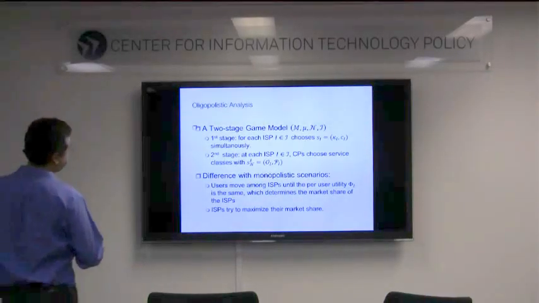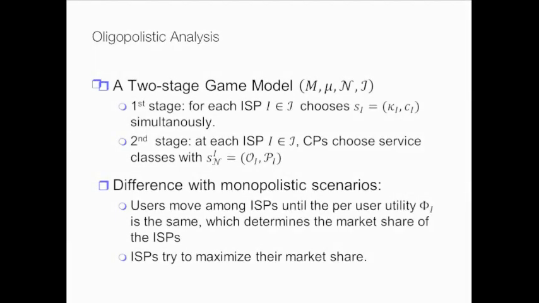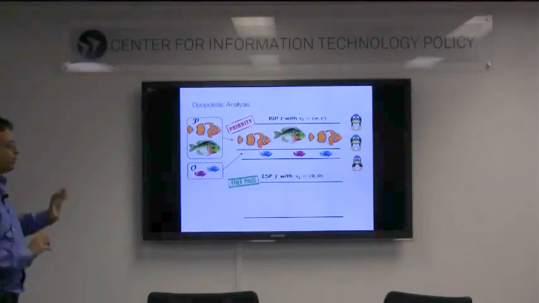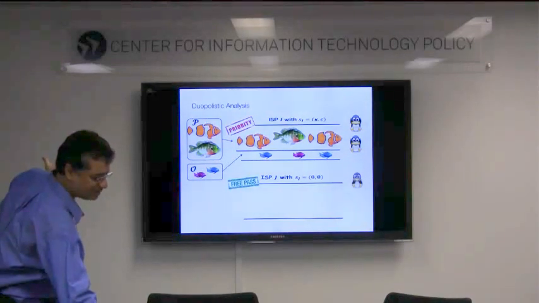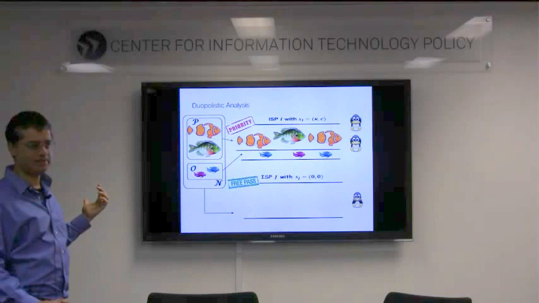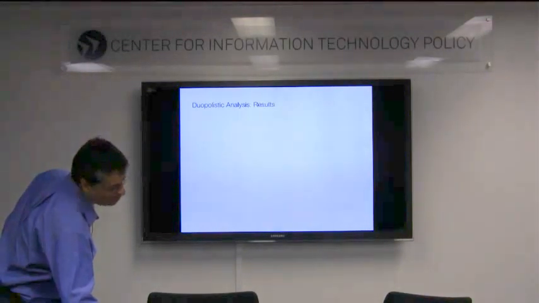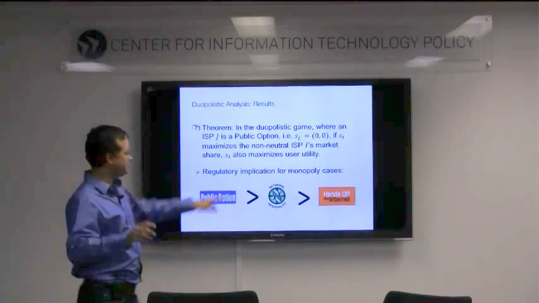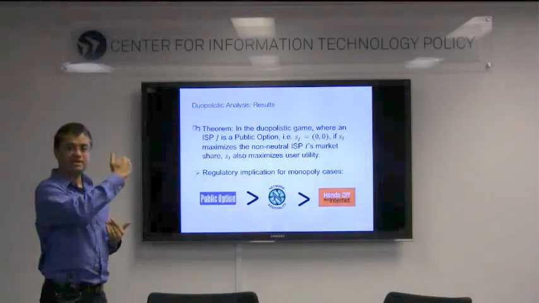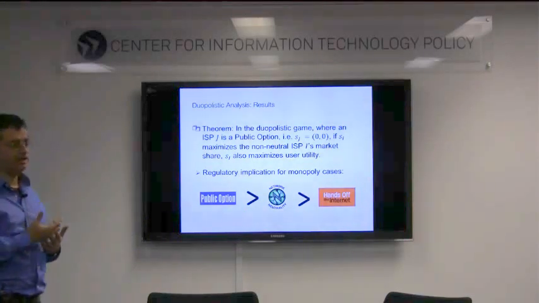Then we did an oligopolistic analysis, a two-stage game model, where you had competition, and the users are free to now move between ISPs to maximize their utility. And what we also did was we did a duopolistic analysis where you had an ISP that was doing paid prioritization, and then you had this public option ISP, which voluntarily did not do any paid prioritization. It said, okay, everything is neutral. And what we saw was that if you had such a scenario, which we called a public option 2 years ago, then we show that if the other ISP is a public option so that it's not doing any paid prioritization, then the ISP that is doing paid prioritization will work in such a way that to maximize its market share, it's also maximizing the user's utility.